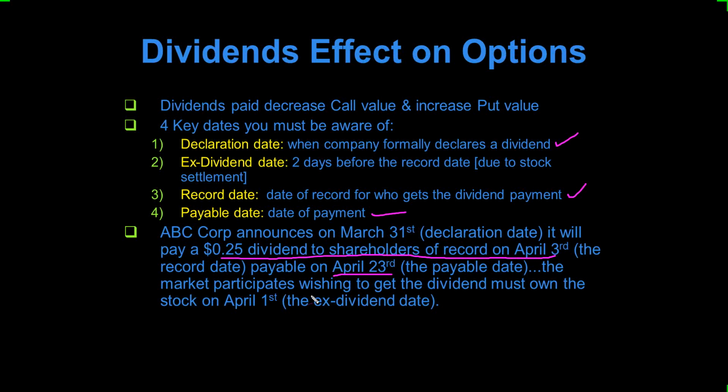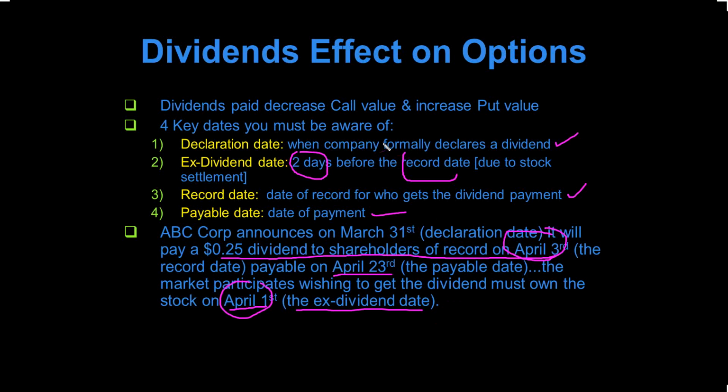The market participants wishing to get the dividend must own the stock on April 1st. Even though the shareholders of record date is April 3rd, the ex-dividend date is April 1st. And the ex-dividend date is 2 days before the record date. So you just have to go through this and think through this, but this is how it works.